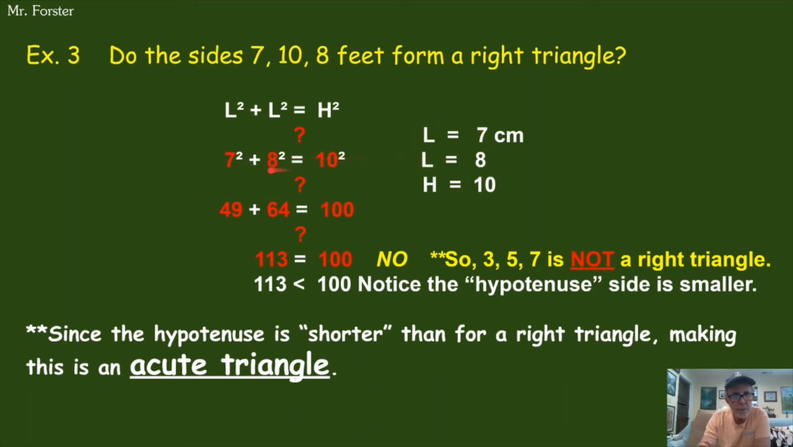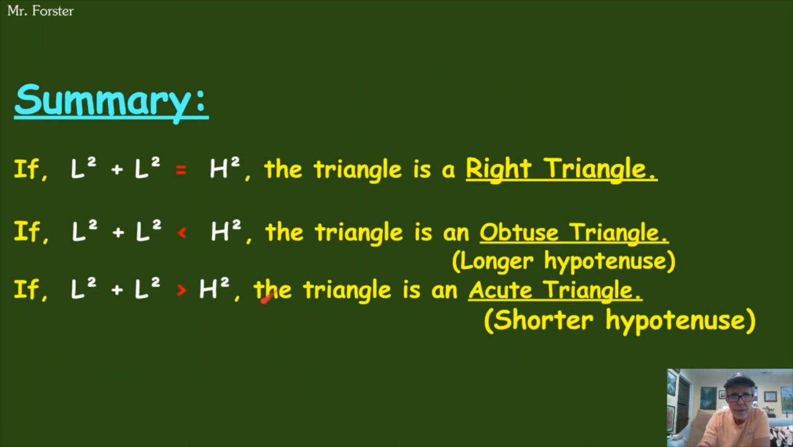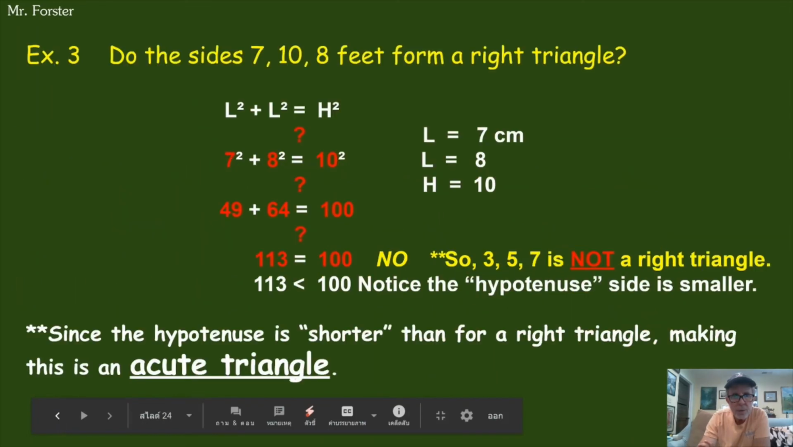And so I put the numbers in the Pythagorean theorem. And in this case, we get 49 plus 64. Does that equal 100? And the answer is no, it does not. It is not a right triangle. But in this case, this hypotenuse side is actually smaller. So I have this backwards here. This should be turned around this way. The hypotenuse side here is smaller. 113 is actually larger, so the hypotenuse is smaller, and that means that it is an acute triangle.